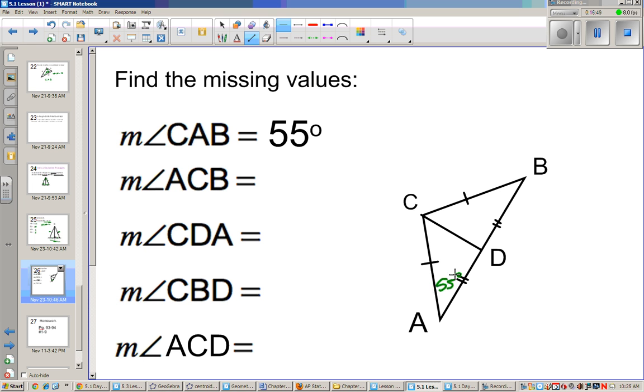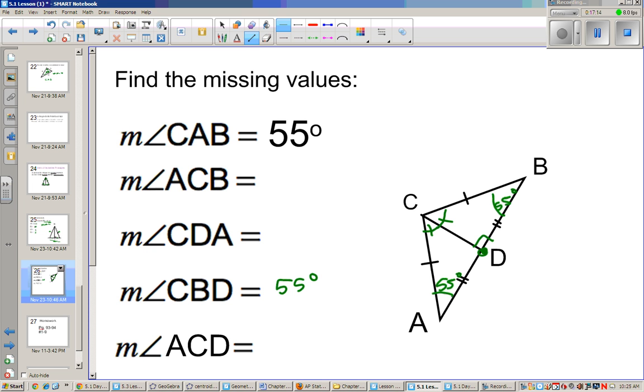Right, so it looks like we have the median here. But we also know that it must be a right angle and that these 2 angles up here are congruent based on that property we just looked at. We know that CBD, or CBA, is also 55 degrees because it's isosceles, base angles are congruent. So CBD is 55 degrees.